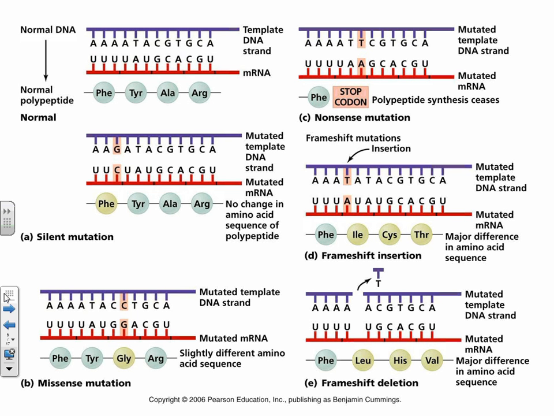Similar sort of problem underneath that, of course, your deletion. So the frame shift deletion example, losing a T, you also would lose a U, and again, rather than getting tyrosine, alanine, arginine after the phenylalanine, this time you get leucine, histidine, valine. So it's a huge, huge difference.